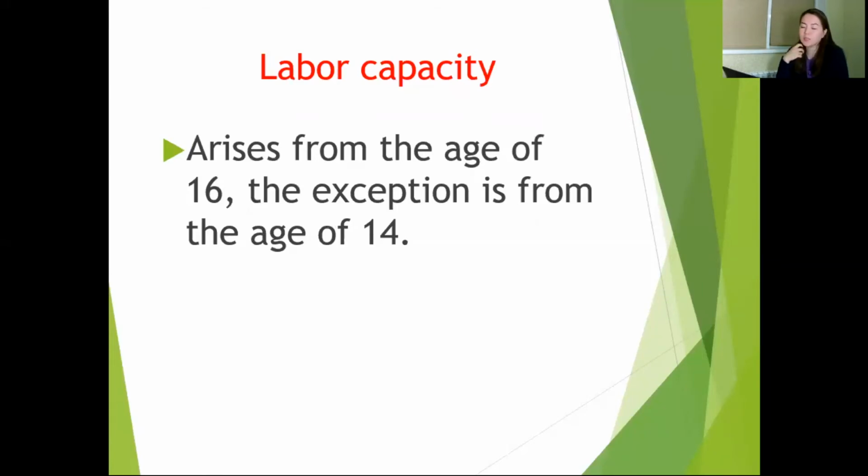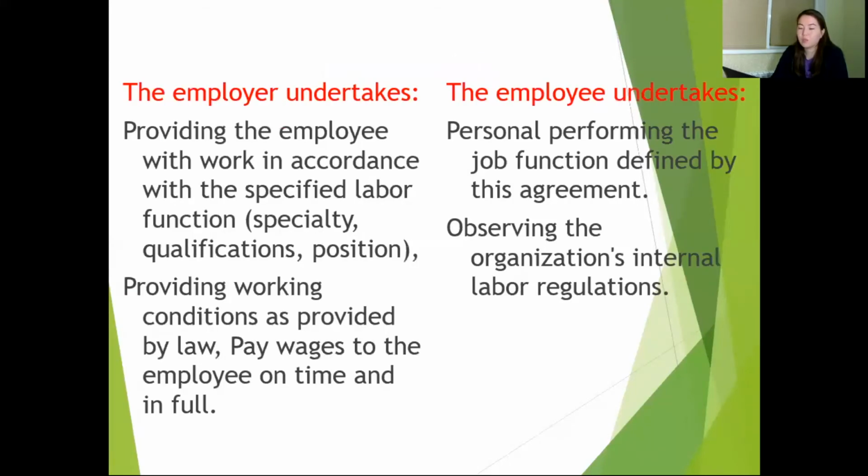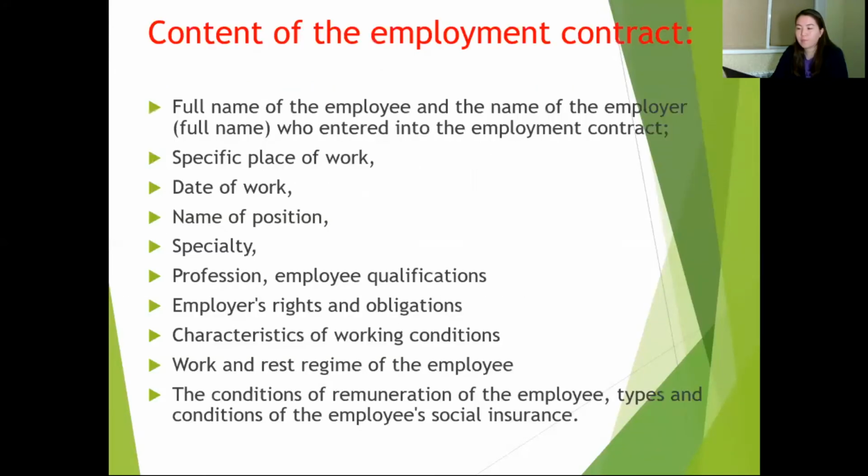Some students asked me about labor capacity. And the question is that labor capacity arises from the age of 16. The exception is from the age of 14. So the employer undertakes providing the employee with work in accordance with the specified labor function. The employee undertakes personal performing the job function defined by this agreement.